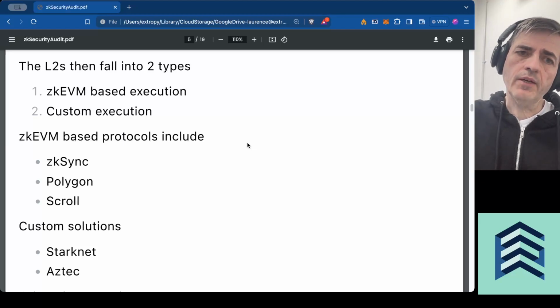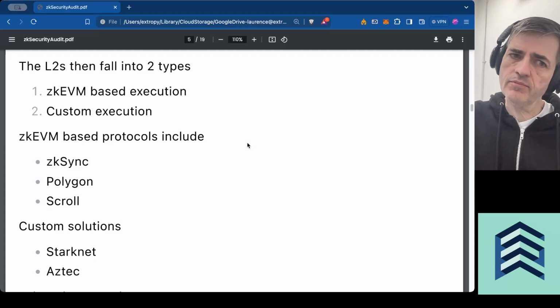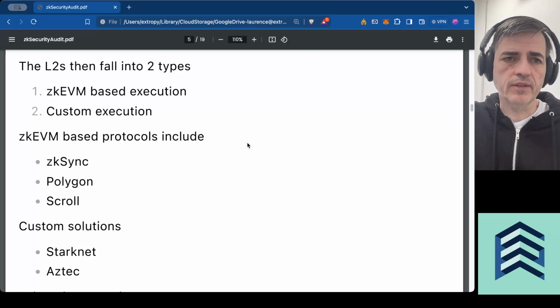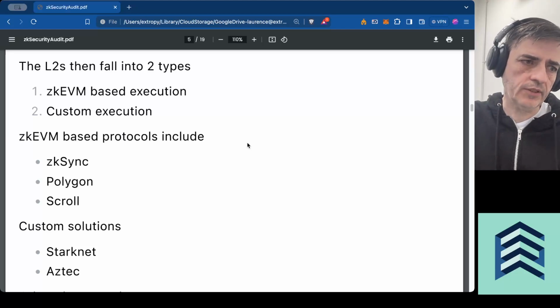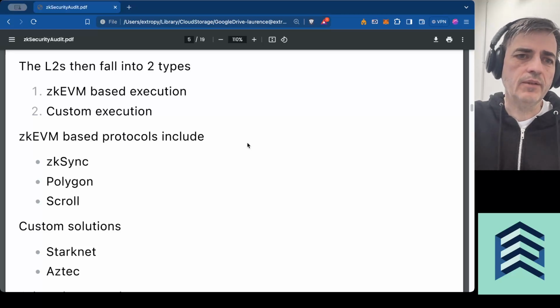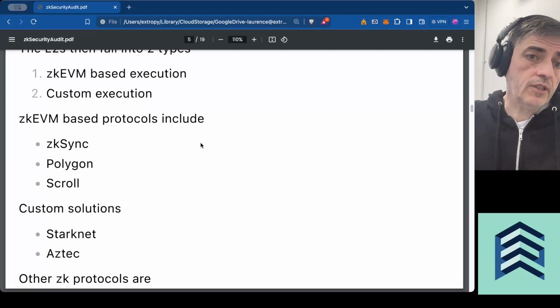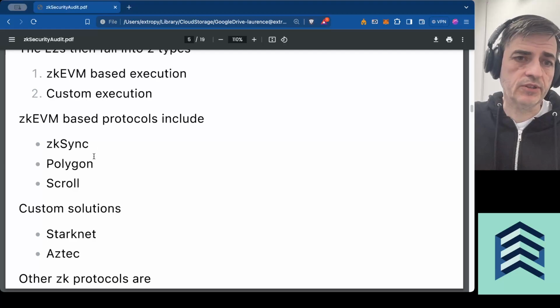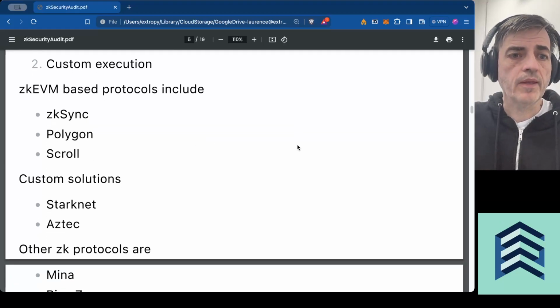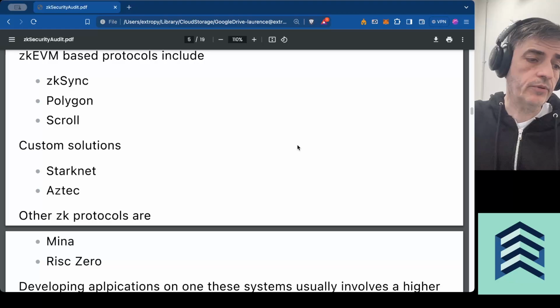The other types we have are layer 2s where the execution isn't trying to be compatible with the EVM. They're using some other type of execution, which is perfectly possible. We can do that with ZK rollups, so there's no reason why we can't. But yes, they're not trying to be compatible with the EVM. On the ones that are trying to be compatible, we've got examples such as zkSync, Polygon, and Scroll. And then for the custom ones, we have StarkNet, for example, where they have a Cairo VM.